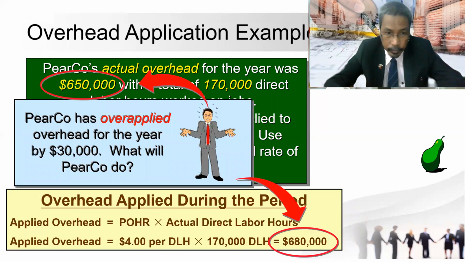Perco Corporation has over applied overhead for the year by 30,000, right? So compare 680 to 650. So over by 30,000. Our estimate is over, so over applied. That is how we analyze.